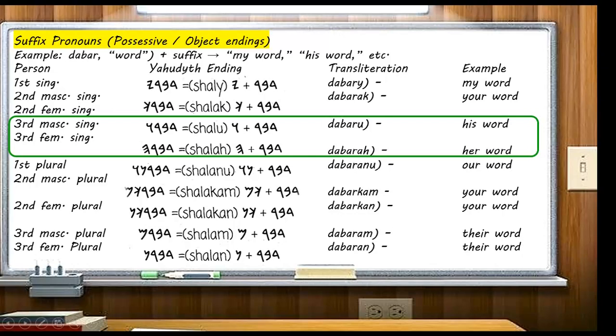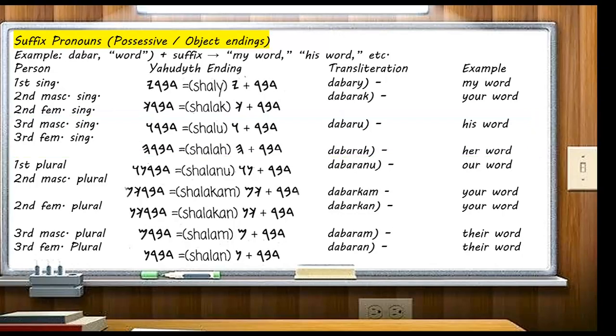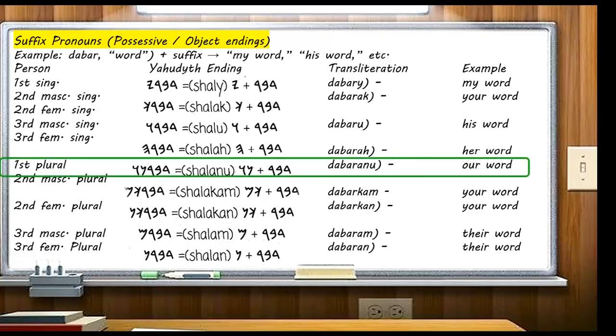Then we get to the first person plural, speaking of our word. You get dabar plus the nu from shalanu. Of course, shalanu is ours. So you remove the nu from shalanu and you get dabaranu. Dabaranu.